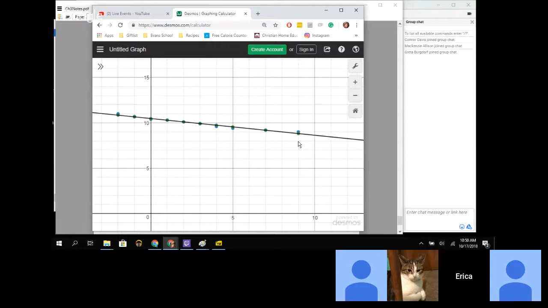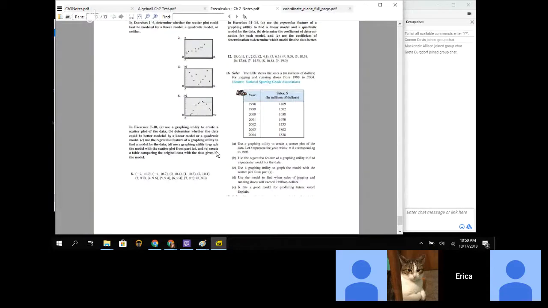So awesome. All right. The table shows in sales S in millions of dollars for jogging and running shoes from 1998 to 2004, according to the National Sporting Goods Association. So in 1998, there were $1,469,000,000 in sales. Okay. So it says, use a graphing utility to create a scatter plot of the data. Let T represent the year with T equals 8 corresponding to 1998.